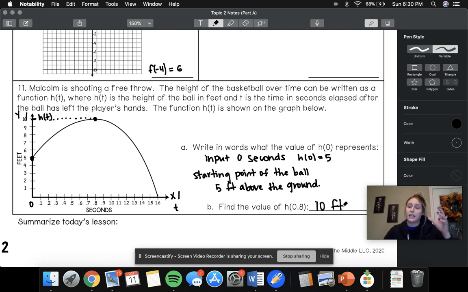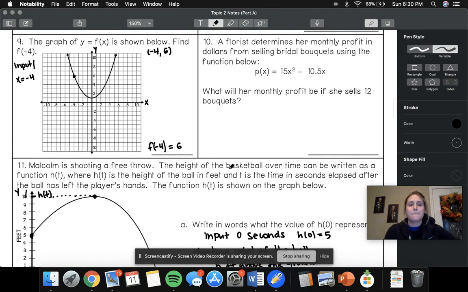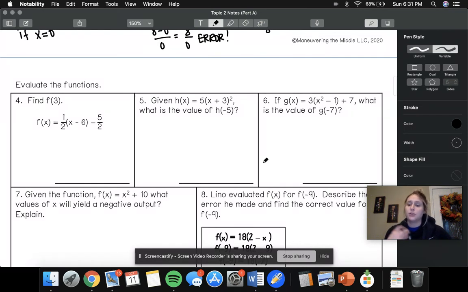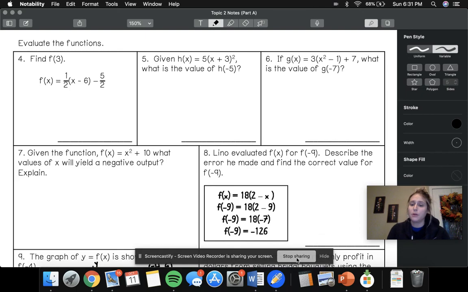So a lot of this is just digging into graphs and making sure that we can make sense of it when it has graphs. And then I want you guys to also just practice putting it into a function and using your order of operations. And then tomorrow we will go over them. See you then.